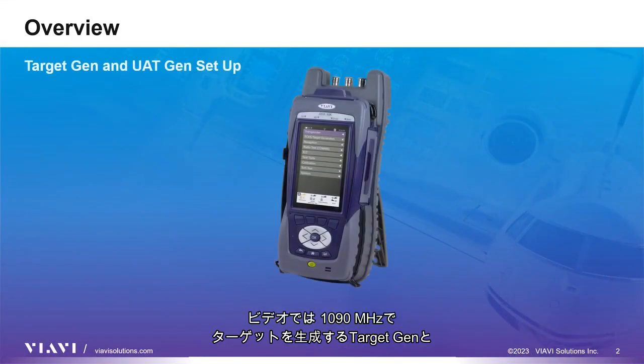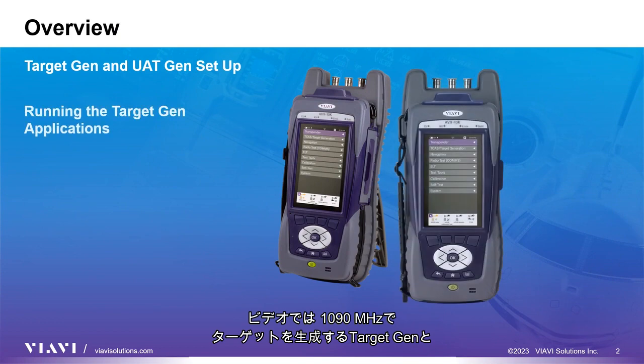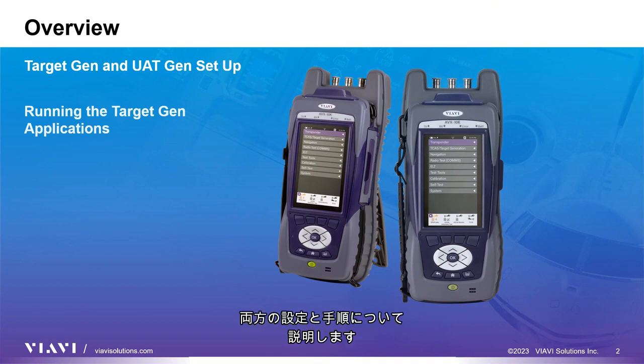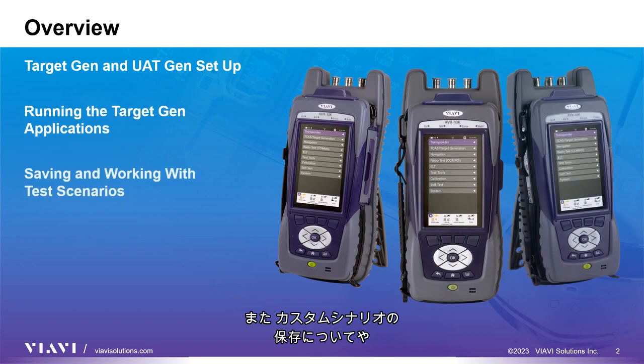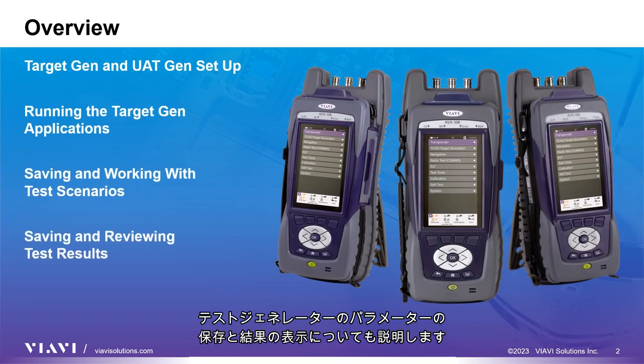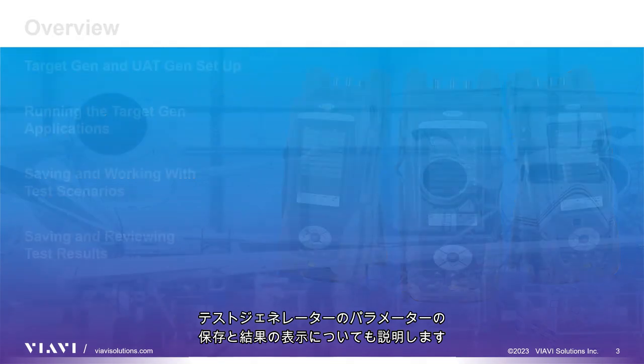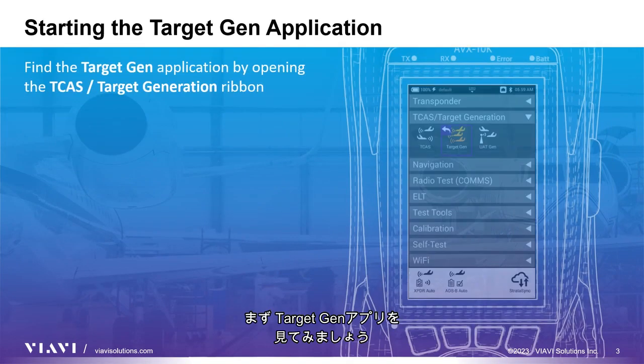In this video, we will be discussing the settings and procedures for both Target Gen, which is generating targets at 1090 MHz, and UAT Gen, which is generating targets at 978 MHz. We will look at saving custom scenarios. We will also look at saving test generator parameters and viewing the results. Let's look first at the Target Gen application.